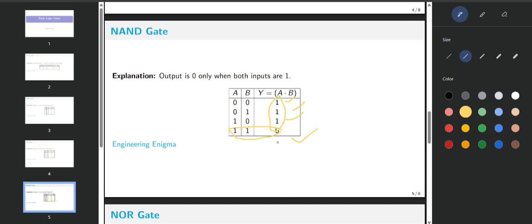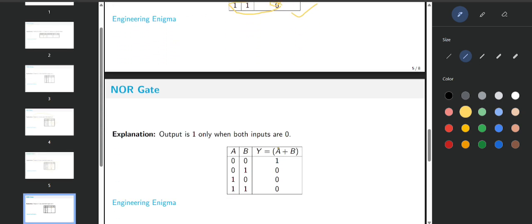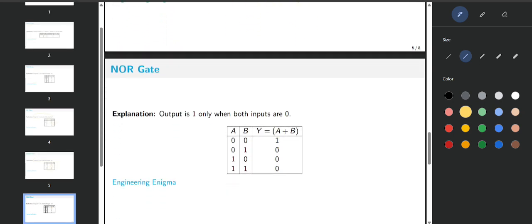Moving on to the NOR gate. The NOR gate is the quiet one. It likes silence. It gives output 1 only when both inputs are 0. Only when both the inputs are 0, you will get the output as 1. In all the rest of the cases, you end up getting zeros. That you need to remember about the NOR gate.